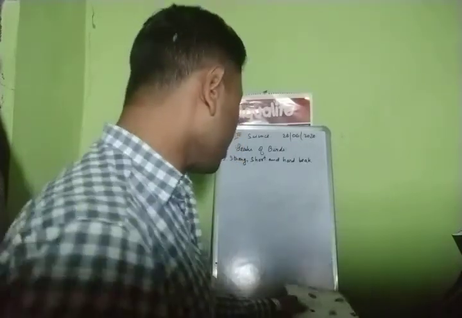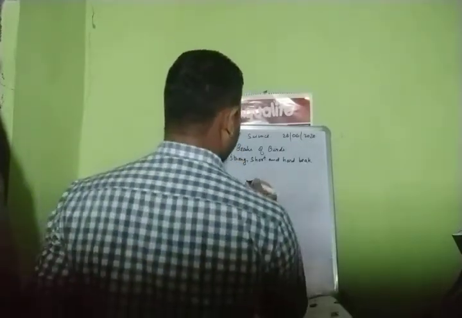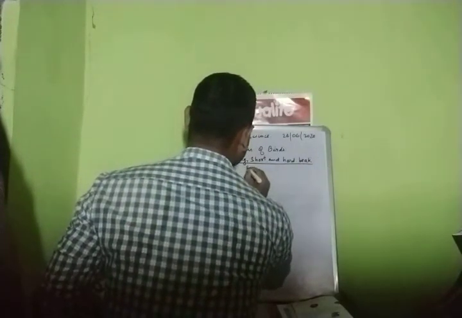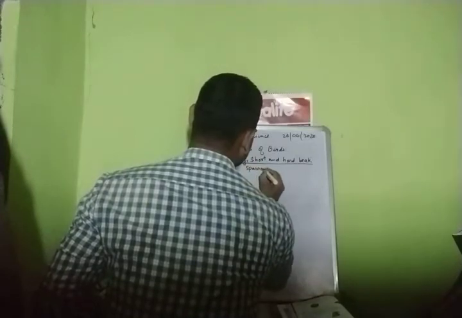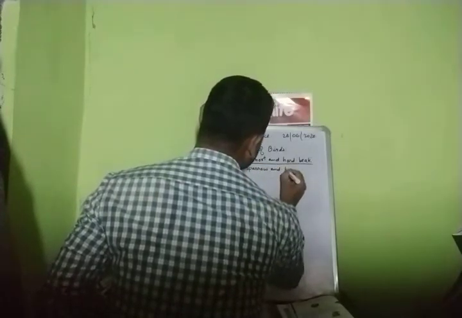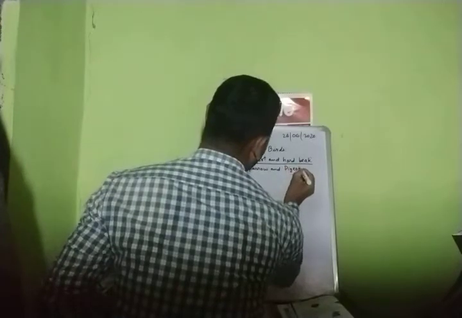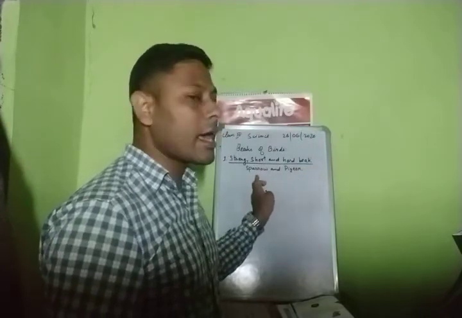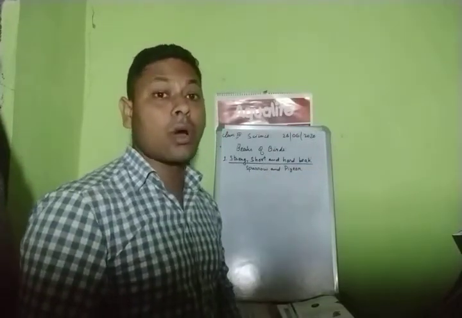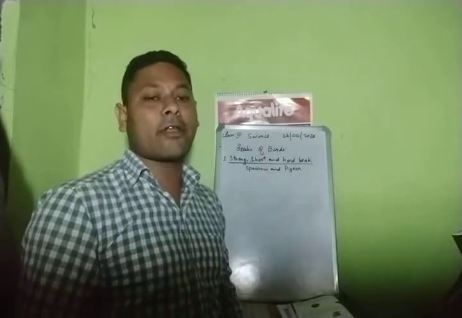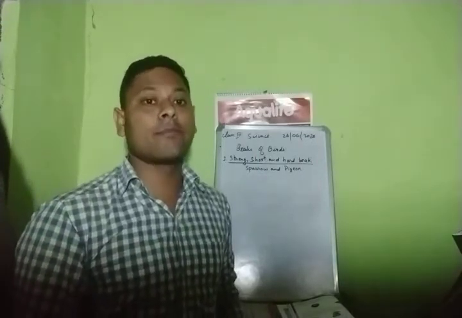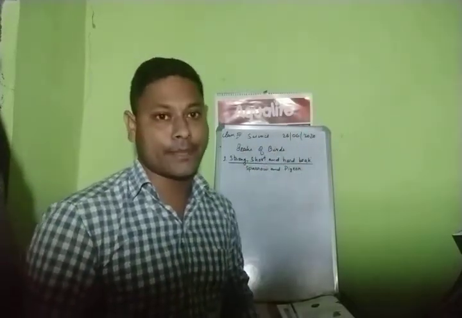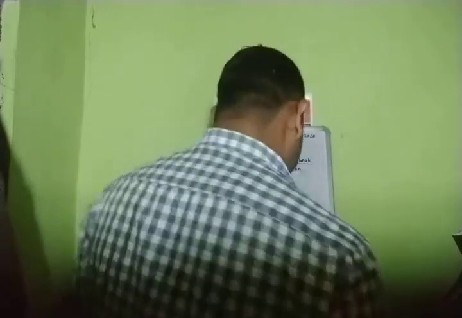Understood or not? So, we can say that strong, short and hard beaks are seen where? They are seen on sparrow and pigeon. Right? We can see strong, short and hard beaks in where? Sparrow and pigeon. Because they eat what? Seeds and nuts, and for eating them, they have to crush them, and because of crushing them, the beak has to become strong, short and hard. Understood?